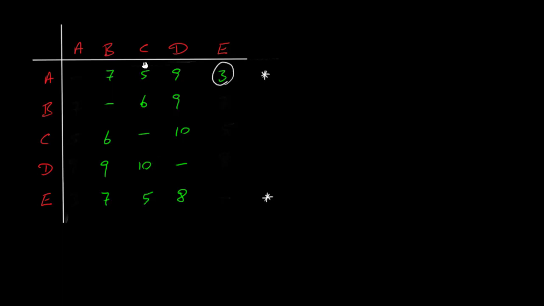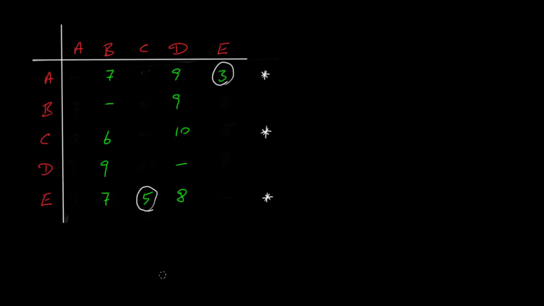You could pick either one, but I'm going to pick this one here. So let's just circle that one. I'm going to circle the 5. Now that's in column C, so I'm going to star row C, and I'm going to delete the remaining numbers in column C.